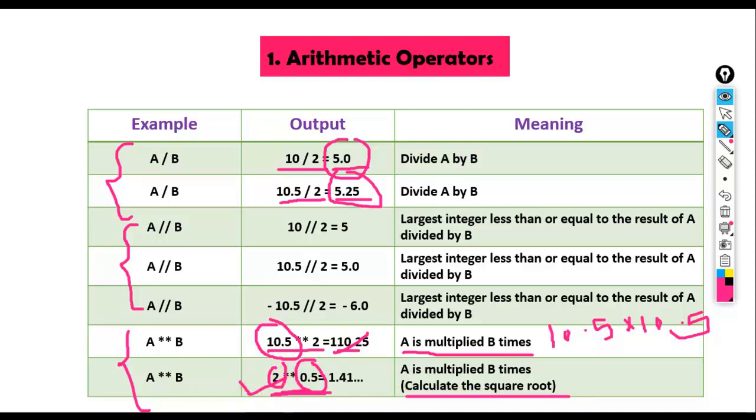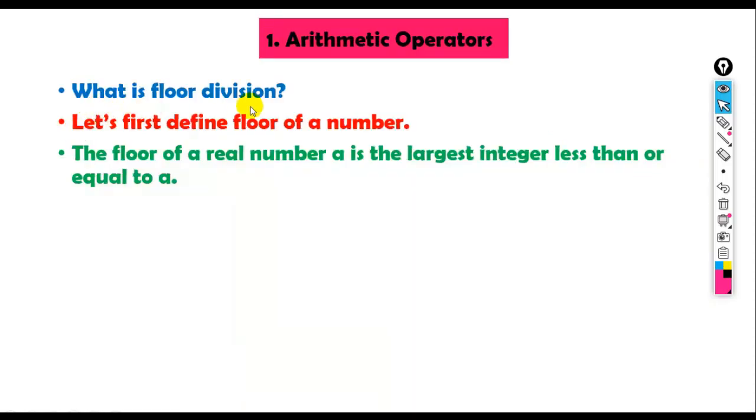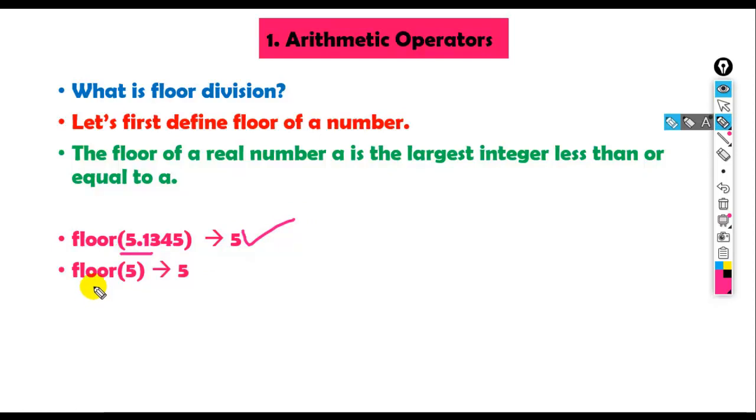So now let's discuss floor division. Now we already discussed floor division, right? So now let's discuss how floor division calculates the result. So before we discuss what is floor division, let's first define floor of a number. So the floor of a real number a is the largest integer less than or equal to a. So floor of 5.13, largest integer less than 5.13, 5, right? Floor of 5, largest integer equal to 5, which is 5. Now floor of 2.9999, so largest integer less than 2.99, which is 2.